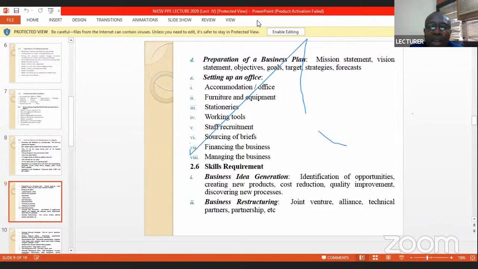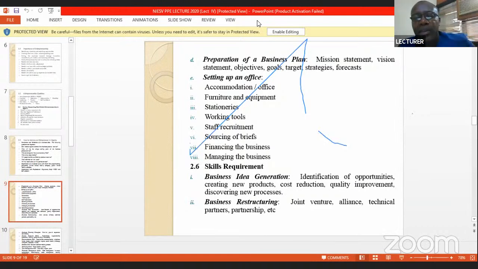The next one is financing the business. Can't do business without money. And whenever you are talking about financing a business, we said the last time, you finance businesses from two sources. The first source being internal finance, second one being external finance. If you want to look at it in another way, you can say you can finance business from savings and borrowing. Some people say equity and debt. We are talking about the same thing.